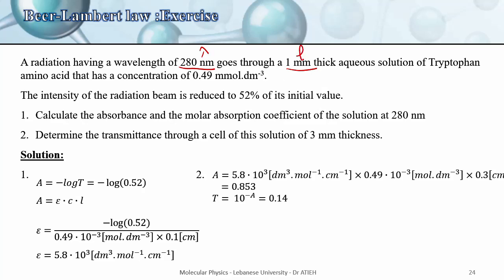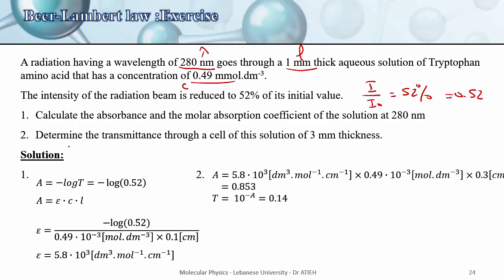So this is L. And this is the concentration, which is C. The concentration is given in a different unit. It's not in mole per liter, but it's okay. We shall keep it with the same unit it's given in. The intensity of the radiation beam is reduced to 52% of its initial value. This means that I transmitted over I0 is equal to 52%. So it's equal to 0.52.